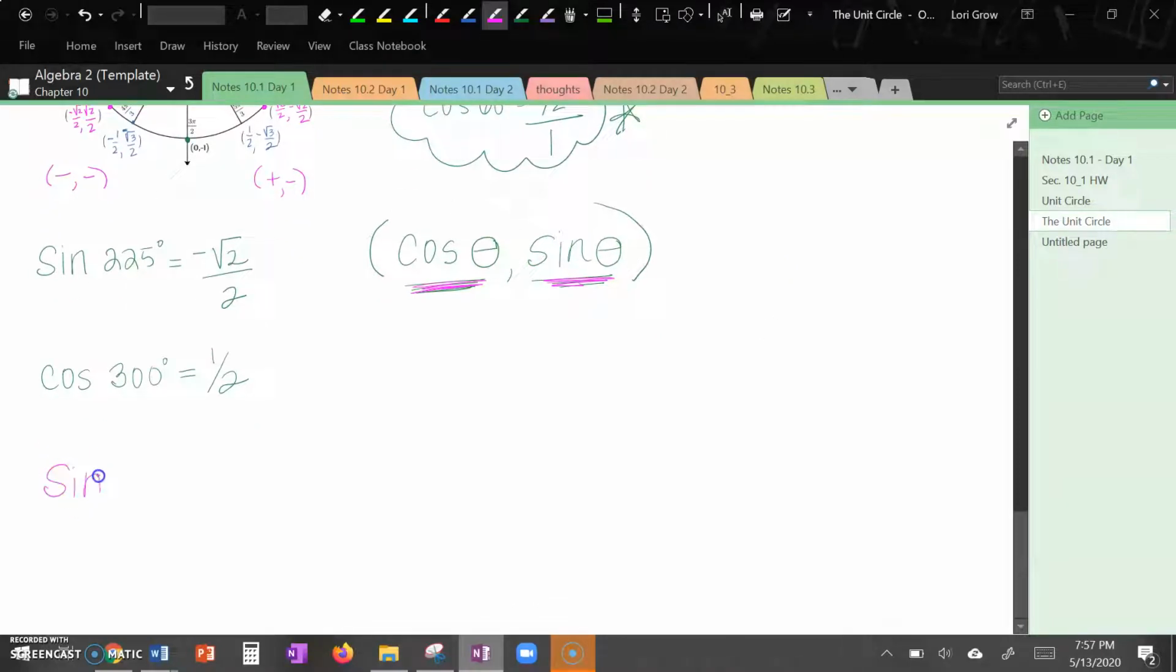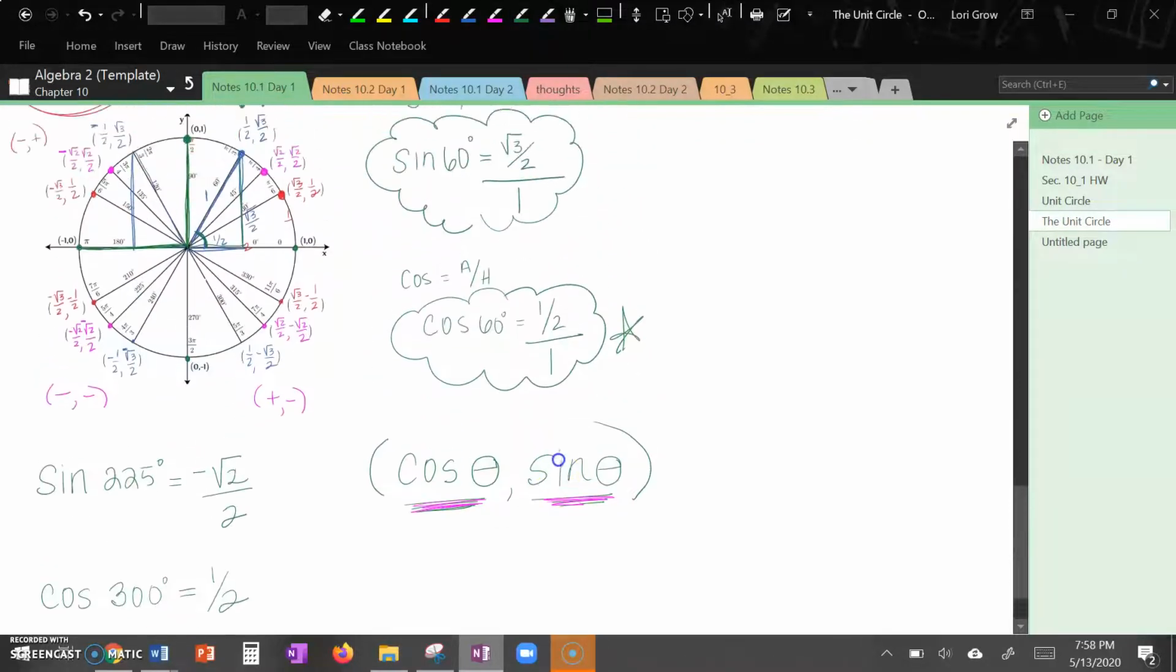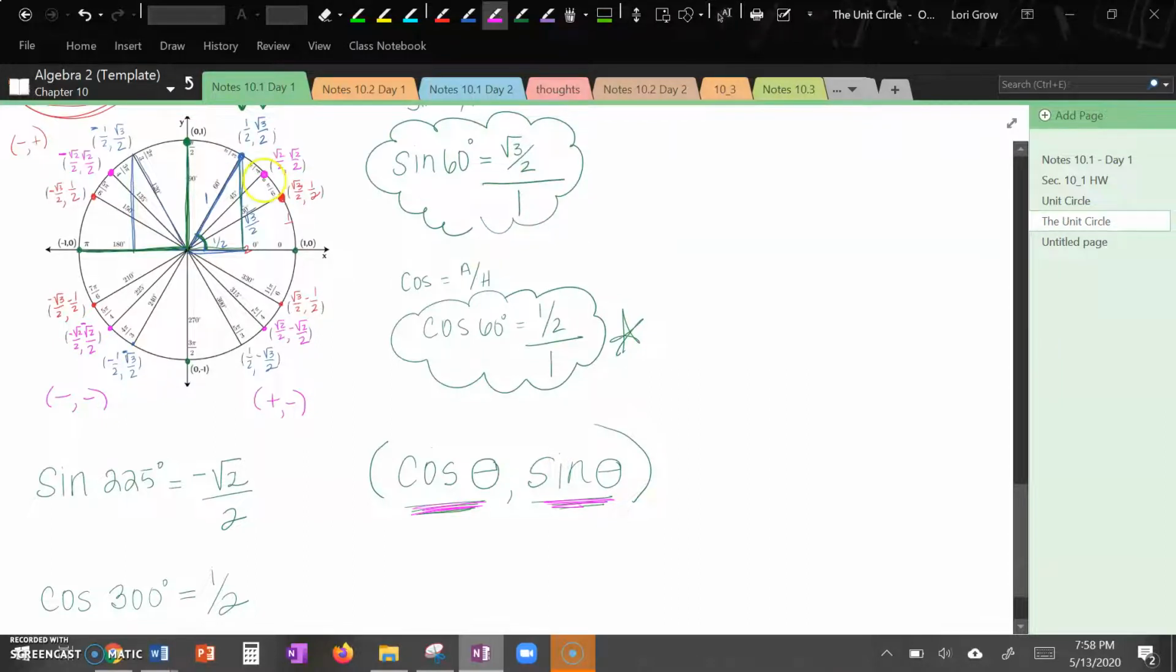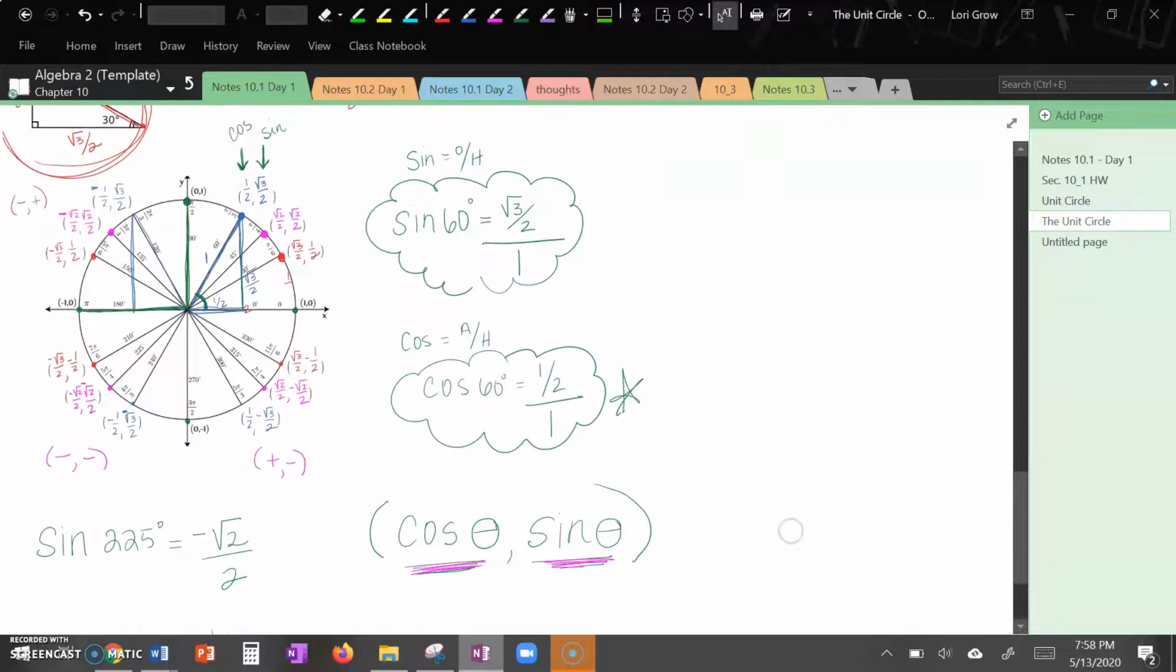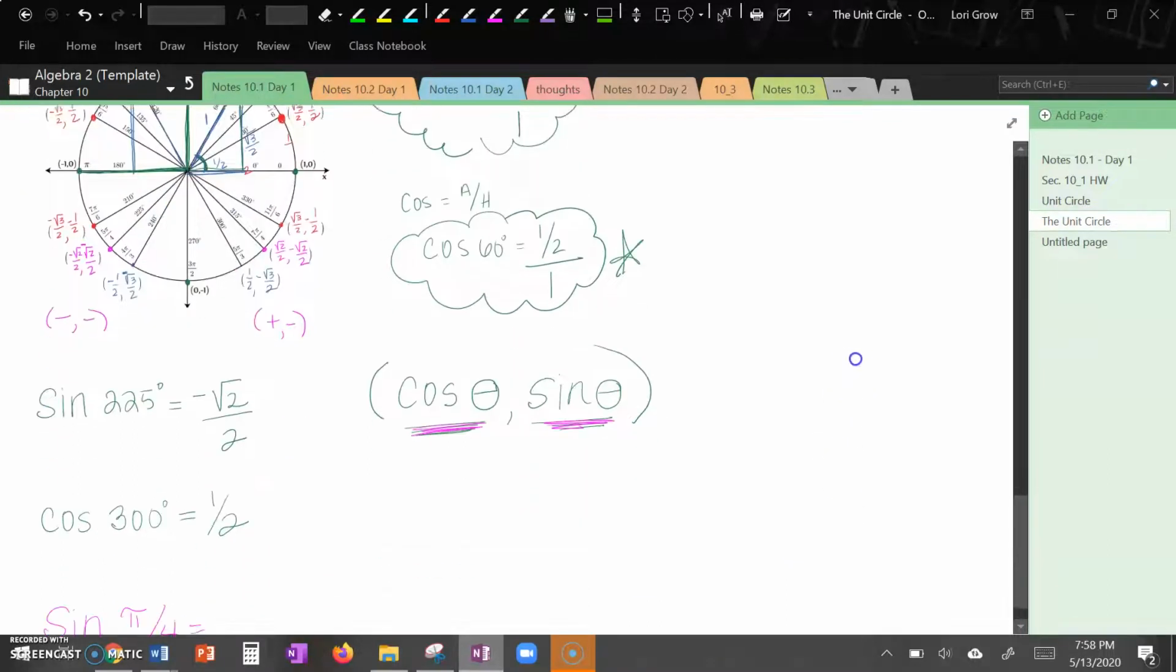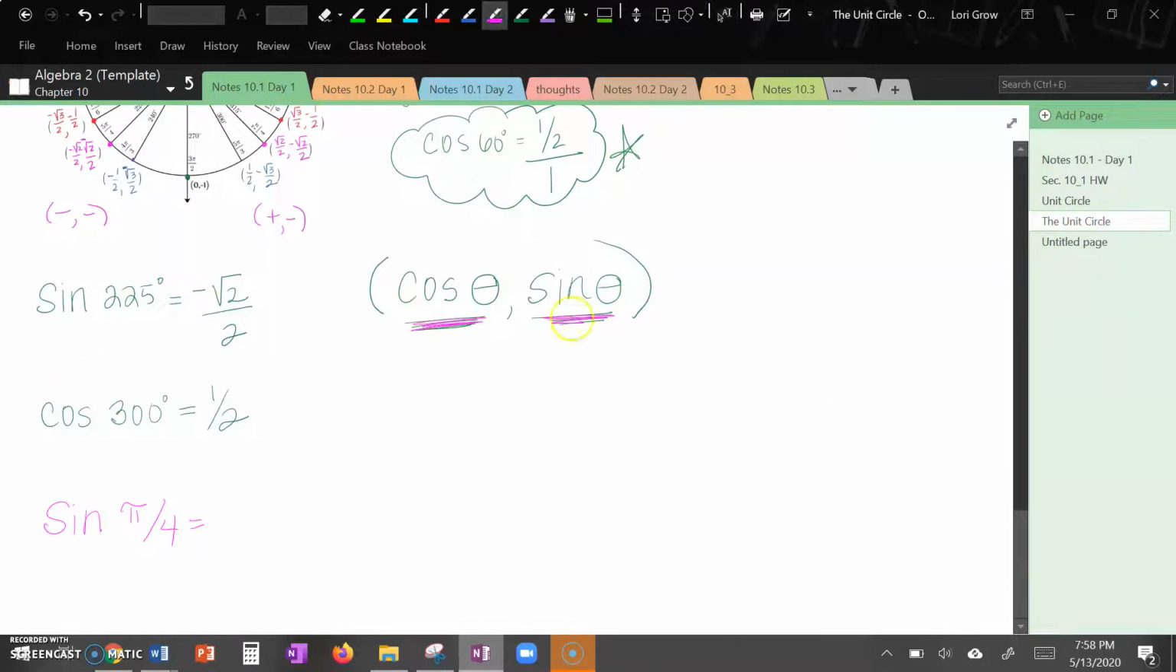You're going to be asked, what is the sine of pi over 4? So in order to do this problem, you just have to find pi over 4 on the unit circle. Pi over 4 is right here. It's a 45-degree angle. Both the sine and the cosine of 45 are the same. I specifically asked for the sine, and so that's the y coordinate, and it's root 2 over 2.